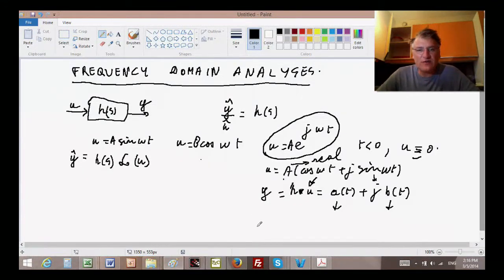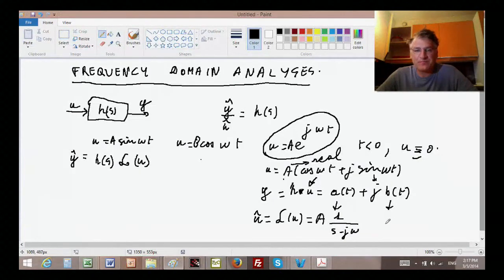And since u is equal to a e to the j omega t, we know that u hat, which is the Laplace transform of u, will be a times 1 over s minus j omega. We know that from the standard table, so for this kind of input, the output will be H of s times a times 1 over s minus j omega. That is the Laplace transform of the response y.